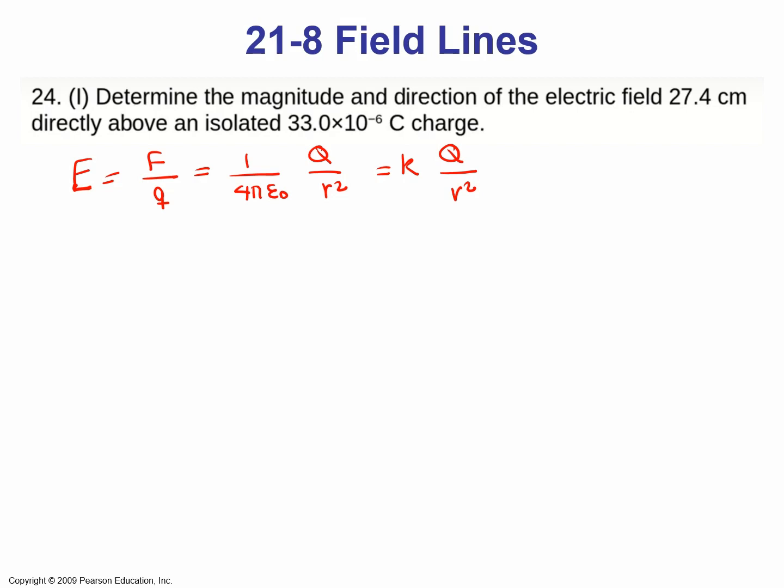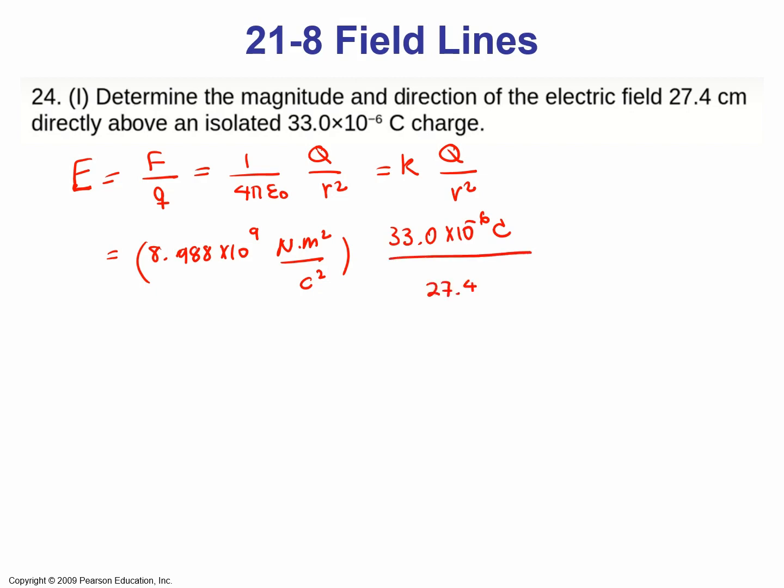And let's write down the numbers and values. For K we have 8.988 times 10 to the 9 newton meter squared per coulomb squared, multiplied by 33.0 times 10 to the minus 6 coulomb, divided by 27.4 times 10 to the minus 2 to convert it to meters, squared. If we do the calculations, we will have 3.95 times 10 to the power 6 newton per coulomb.